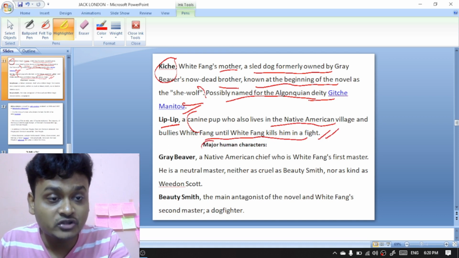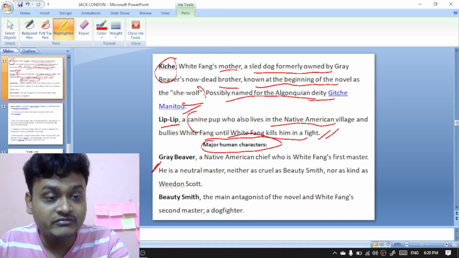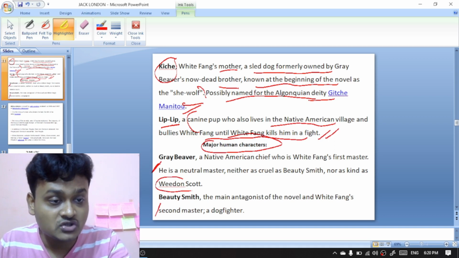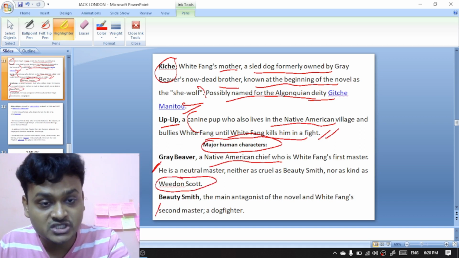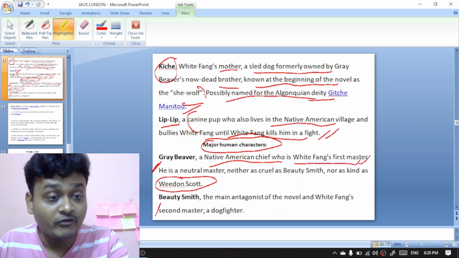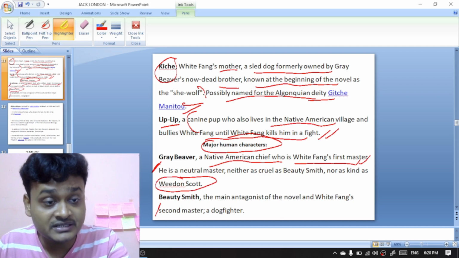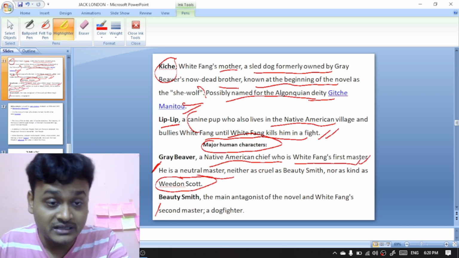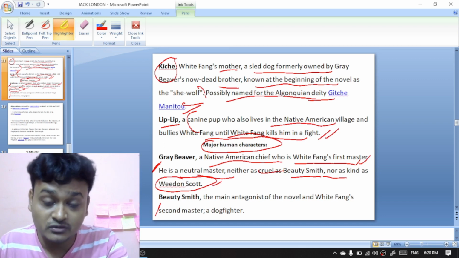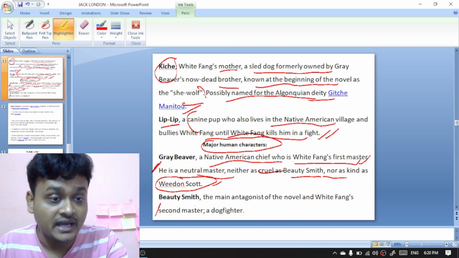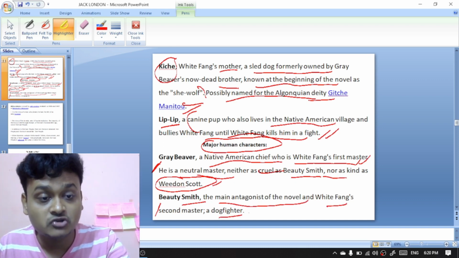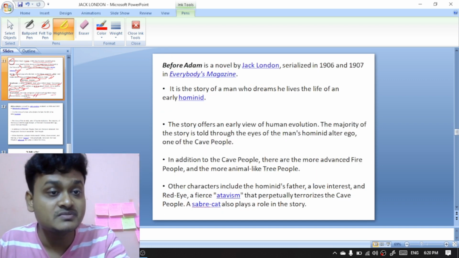So here are the major human characters: Grey Weaver, Beauty Smith, and another one is Whedon Scott. Grey Weaver is a Native American chief who is White Fang's first master. He's a neutral master, neither as cruel as Beauty Smith nor as kind as Whedon Scott. Whedon was very kind, very loving, and Beauty Smith, the main antagonist of the novel and White Fang's second master, was a dog fighter who was very cruel.